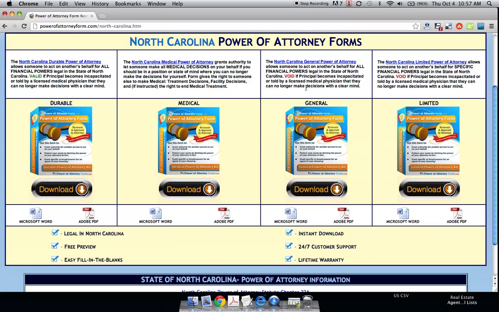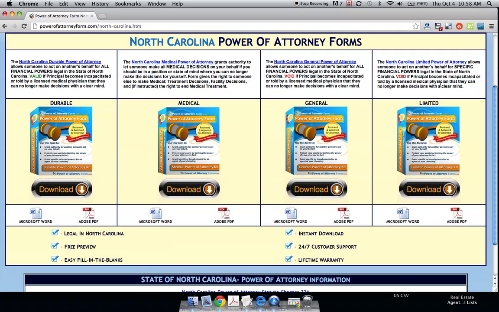The next on the right, we have the North Carolina General Power of Attorney form. Now this form is great because it can handle all the financial powers just like the durable, but for some reason you cannot think for yourself anymore, this form becomes void. So we see this a lot with people who have businesses and they have an accountant. They maybe want their accountant to have all the power while they're still thinking clearly, but if anything should happen to them, they don't really want that person to still have that power. So the general, just like the durable, but becomes void if you can't think for yourself.